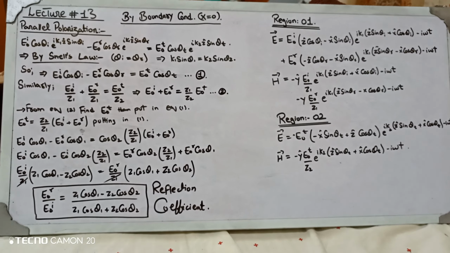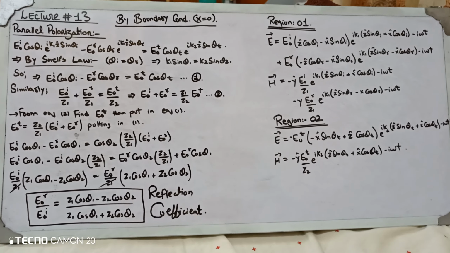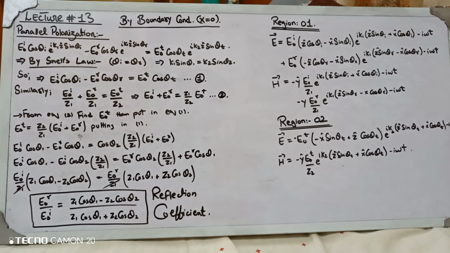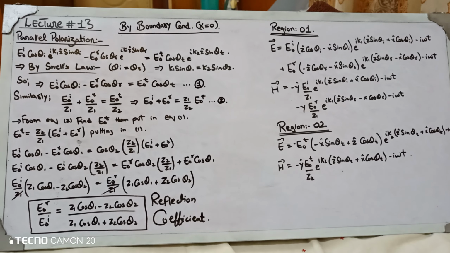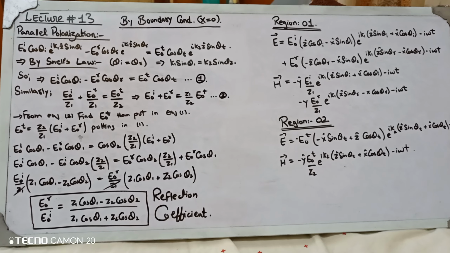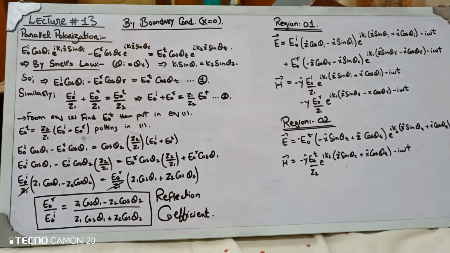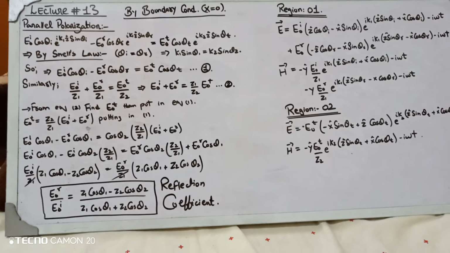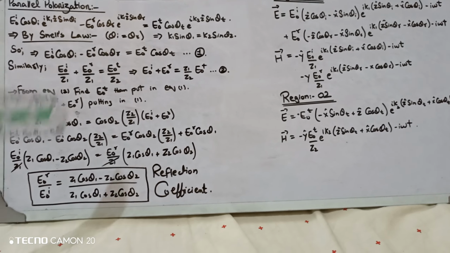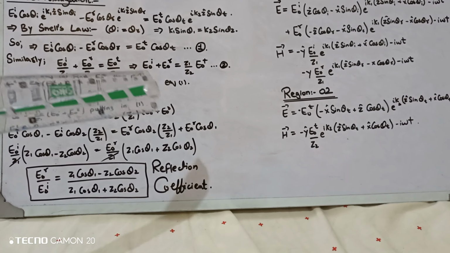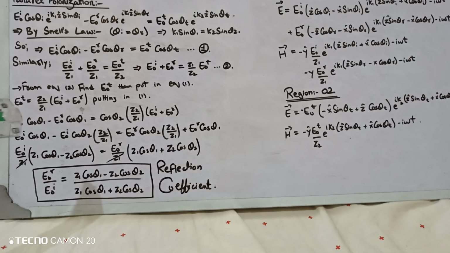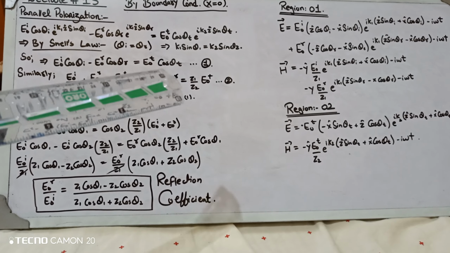Now our task is to find the reflection coefficient and the transmission coefficient. To find that, first of all, you have to find E naught t from equation number 2, and you have to put that value of E naught t in equation 1. So finding E naught t from equation 2, z1 multiplied to the other side becomes z2 by z1, so E naught t becomes z2 by z1 times E naught i plus E naught r, and now you have to put this value of E naught t here in equation 1.